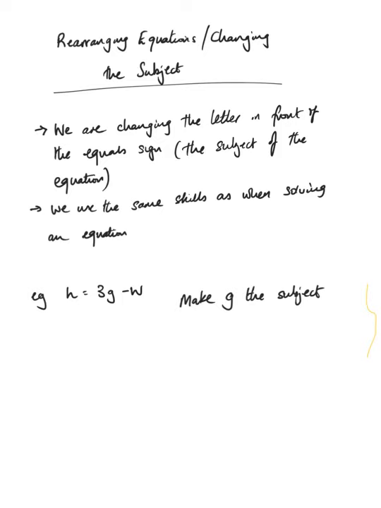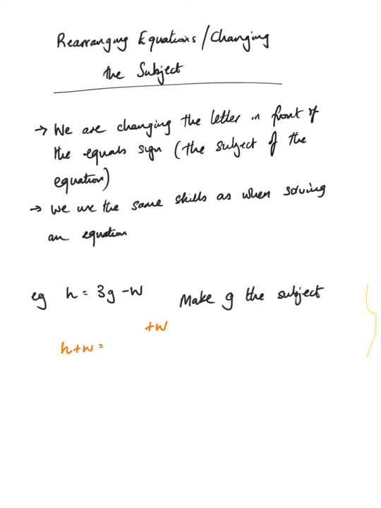So we've got here h equals 3g minus w. At the moment, h is the subject, but I want g to be the subject. So I need to get that g out and all on its own. If you can't remember how to solve equations, do watch my other video about the teenager method and backwards BIDMAS. But here, using backwards BIDMAS, I'm going to add w first.